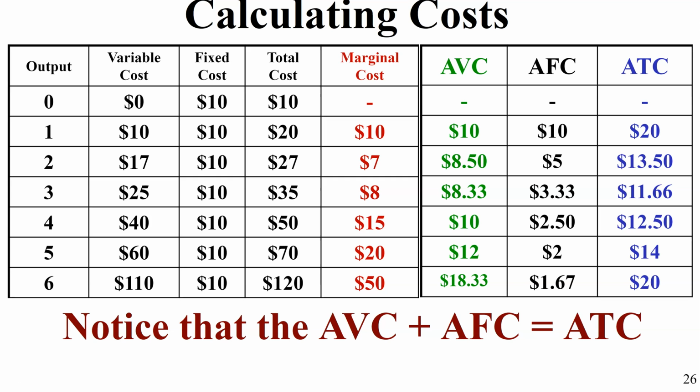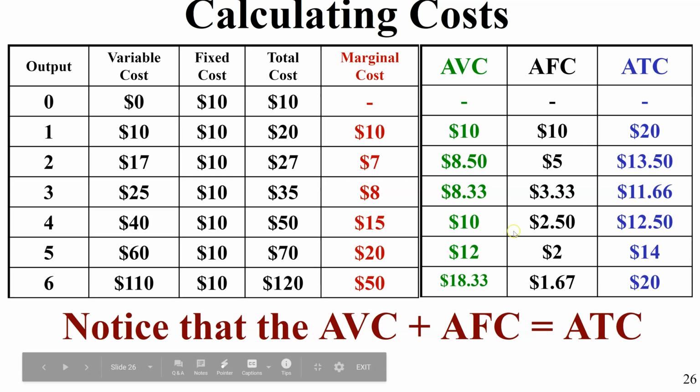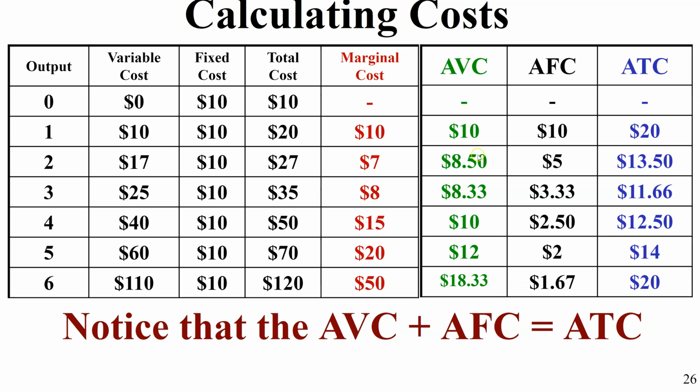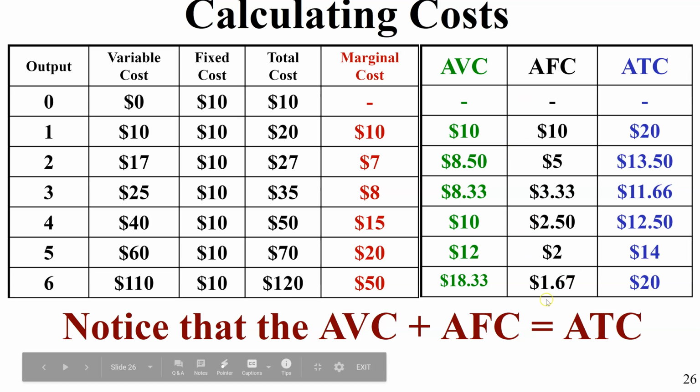In your average variable cost, notice again, you're looking at variable cost divided by your output, or the quantity, same as output. That's going to give you your average variable cost. So $17 divided by 2 is $8.50. Average fixed cost, again, is $10, which we know is a fixed cost, but you're dividing that by your output. So each time the average fixed cost is going to fall. This is the idea of the spreading effect. It's going to diminish over time because you're spreading it out over more and more units that are being created.